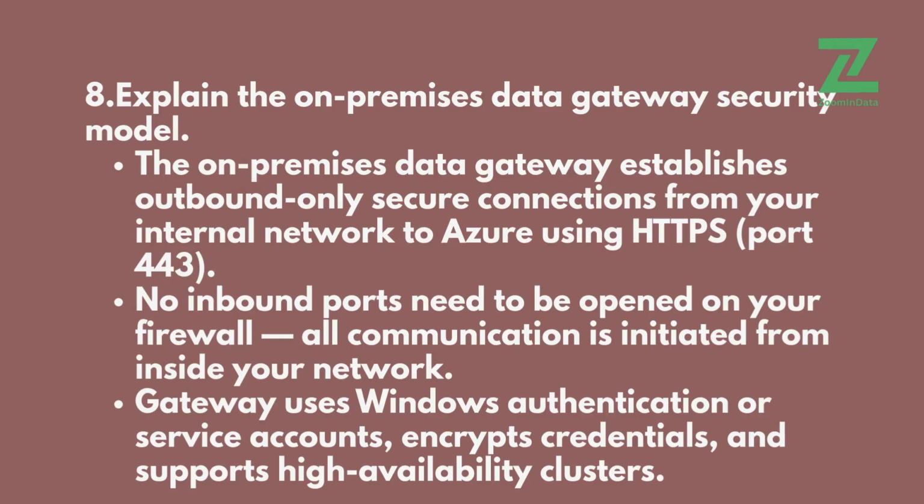Explain the on-premises data gateway security model. The on-premises data gateway establishes outbound-only secure connections from your internal network to Azure using HTTPS, port 443. No inbound ports need to be opened on your firewall. All communication is initiated from inside your network. Gateway uses Windows Authentication or service accounts, encrypts credentials, and supports high-availability clusters.